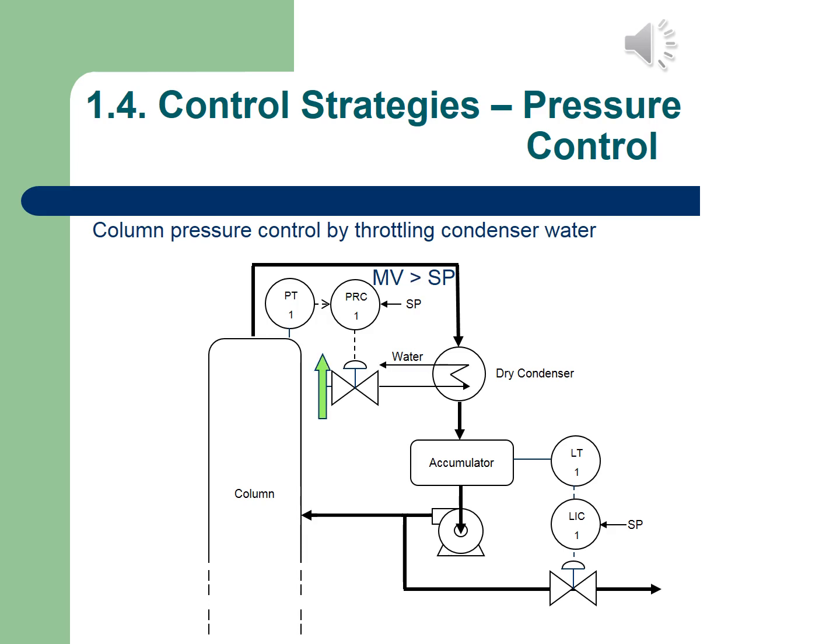With this, you can see that if the column pressure goes higher, what do we need to do? We need to send through more cooling water so that you can quickly change the vapor into a distillate. Okay, and that distillate will then cause the pressure to drop again, because we'll have less vapor in the system.